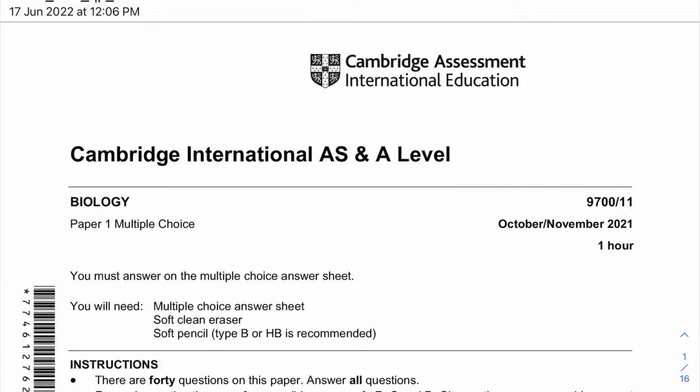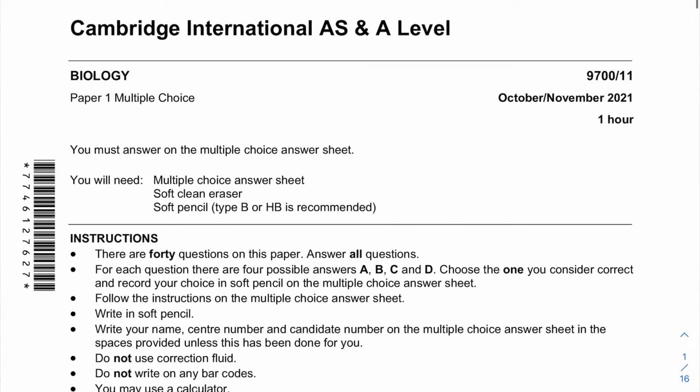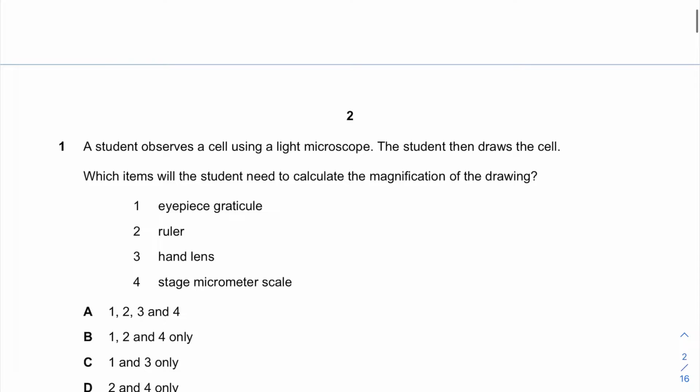Hi, today we are going to solve this paper together. I will be doing it real time with you. So we are going to look at the Cambridge International AS and A Level Biology Paper 1, the October-November 2021 1-1 version. So let's look at question 1.